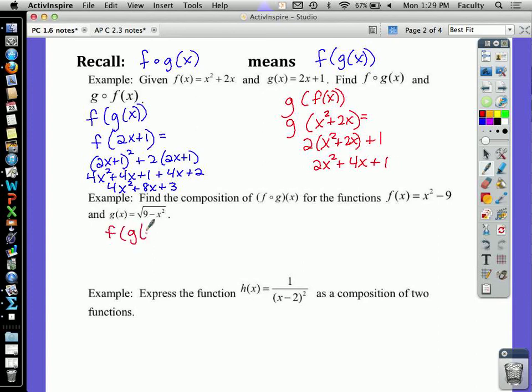So f of g of x means we want to do f of the square root of 9 minus x squared. So this means we're going to go to f of x, and where we see the input for x, we're going to replace it with the square root of 9 minus x squared. So this would be the square root of 9 minus x squared, being squared, minus 9. Well, what happens with the square root and the square? They go away. Good, they're going to cancel, and I get 9 minus x squared minus 9, so that's negative x squared.